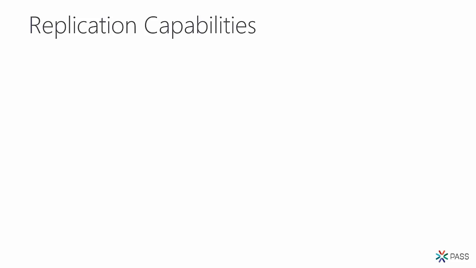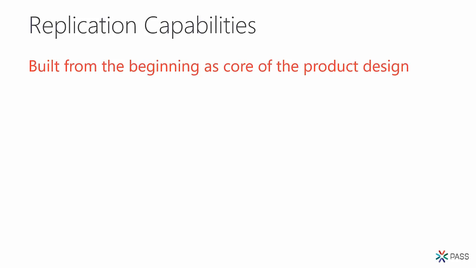So about replication capabilities. One big difference from Cosmos to some of its competitors, for example DynamoDB, is that from the very beginning, Cosmos was built with the idea that it was going to be a product that offered really robust and far-reaching replication capabilities, right? It wasn't built into the product after the fact, okay? It was part of their core design that they wanted to have really good replication capabilities.